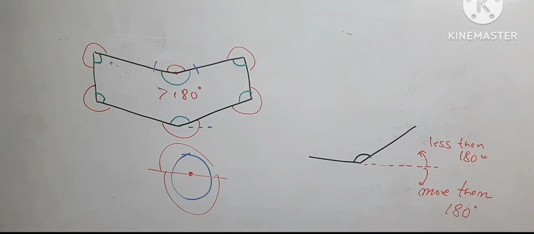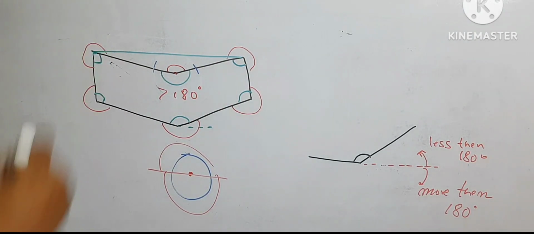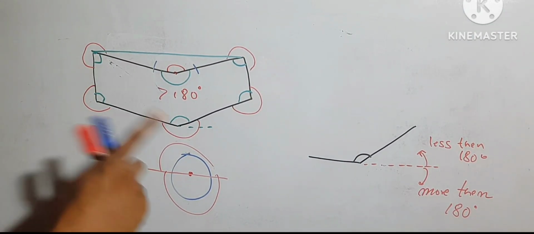Second condition, the diagonals are outside. So add the points, and the diagonal, the green one, is outside. So two conditions are satisfied, so it's a concave polygon. Clear?